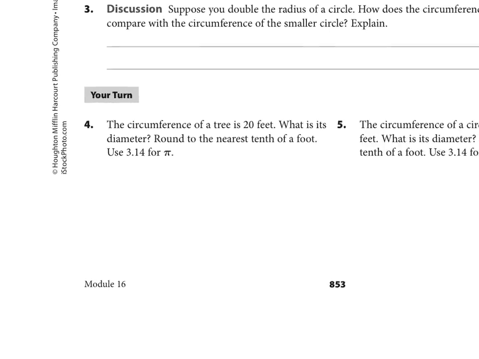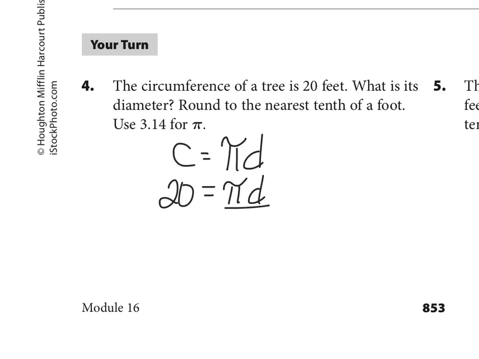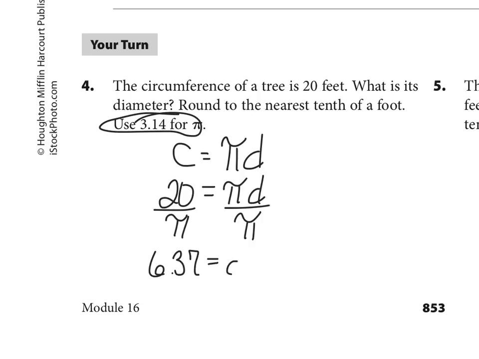So number 4 says the circumference of the tree is 20 feet. What's its diameter? Well, I'm going to put 20 in for circumference, and then I'm going to solve for d. So I divide both sides by pi, or this says 3.14, and I end up getting 6.37 for the diameter.